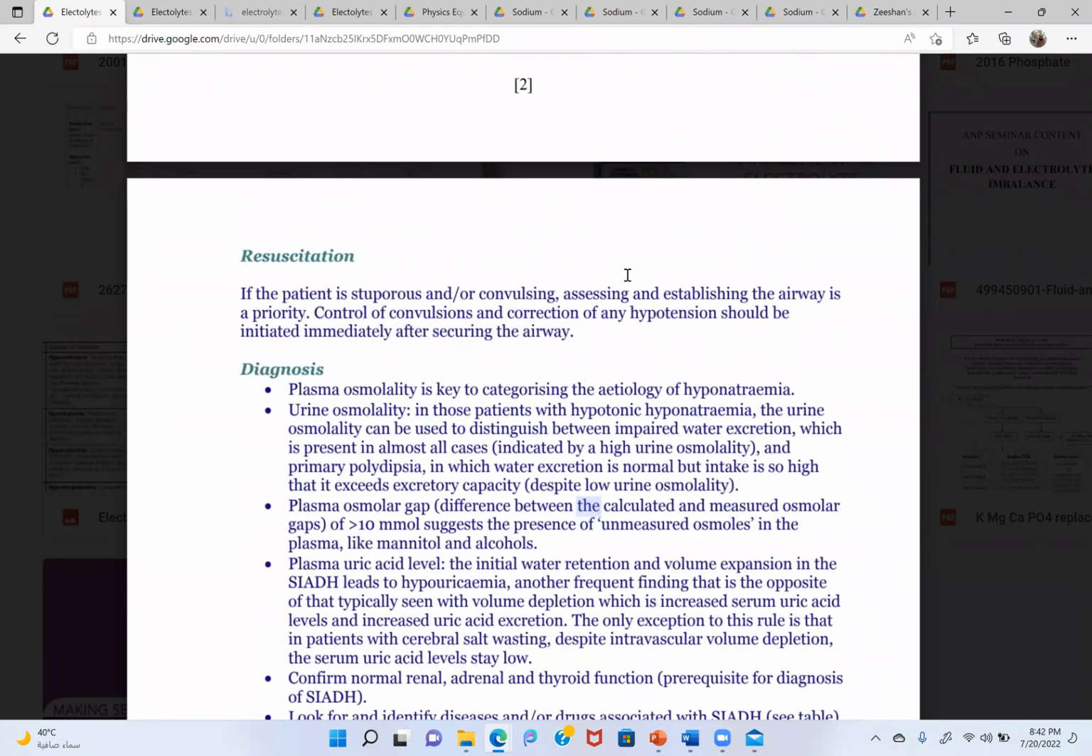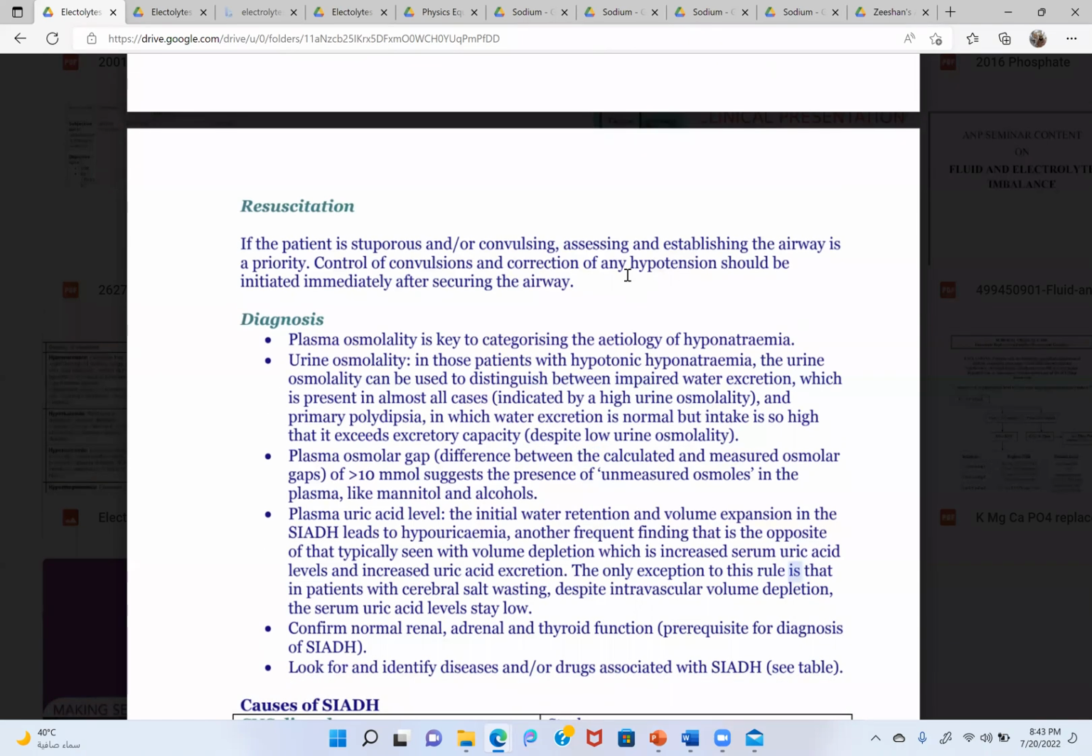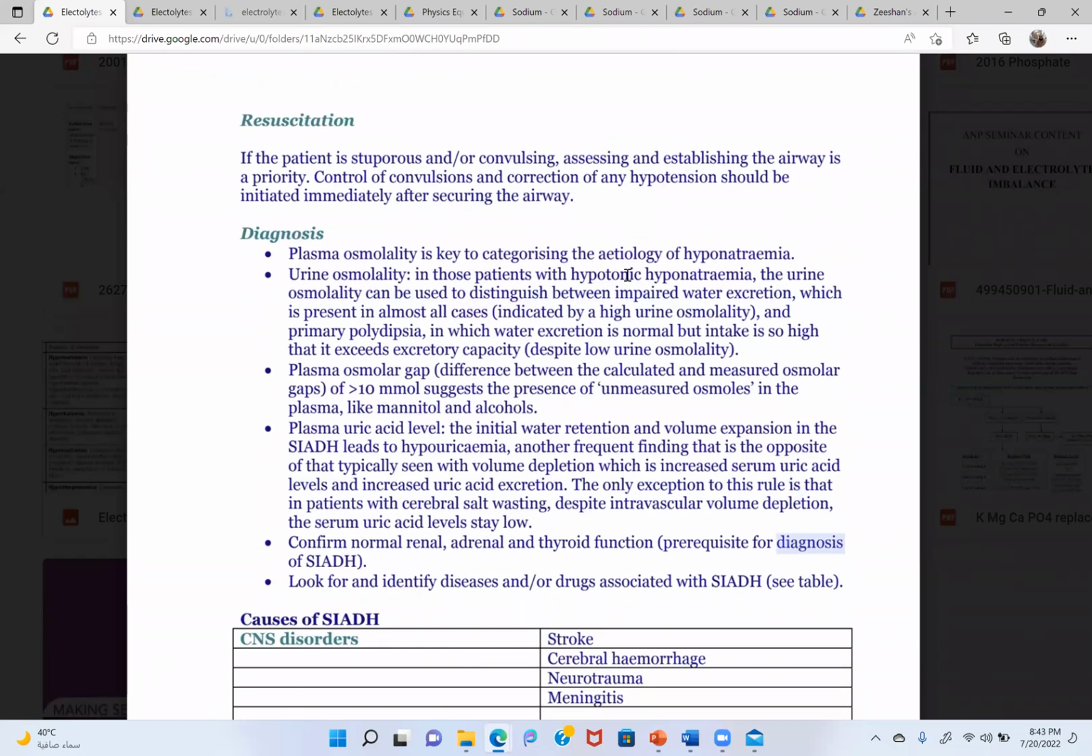So then if the patient is stuporous or convulsing, if they are asking you this question, don't forget that airway, breathing, circulation should be your first priority. Never forget, because when they ask you this question, you start your answer with, sir, we will give hypertonic saline. Okay, so this is not the answer. If the patient is not maintaining the conscious level or not maintaining the airway, the answer should start from airway, breathing. Even in the MCQ, they can put the same thing. So if they are asking you what will be the first thing to do, you should answer in a similar fashion.